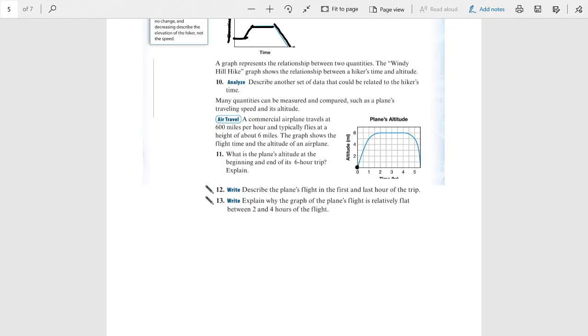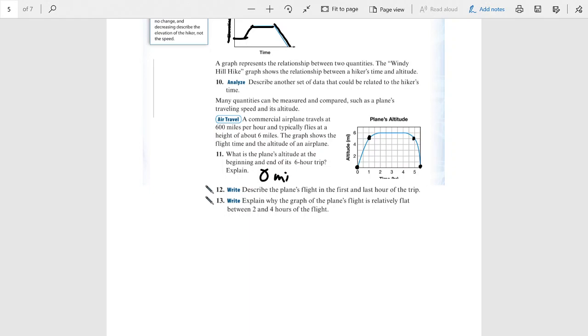Well, if we look at this graph at the beginning and at the end, we would say that its altitude is 0 miles because it begins, of course, on the ground, at the airport. Number 12, describe the plane's flight in the first and last hour of the trip. So from 0 to 1 hour, there's my 1 hour, and then from that 5 hours to the end. So those first and last hours.